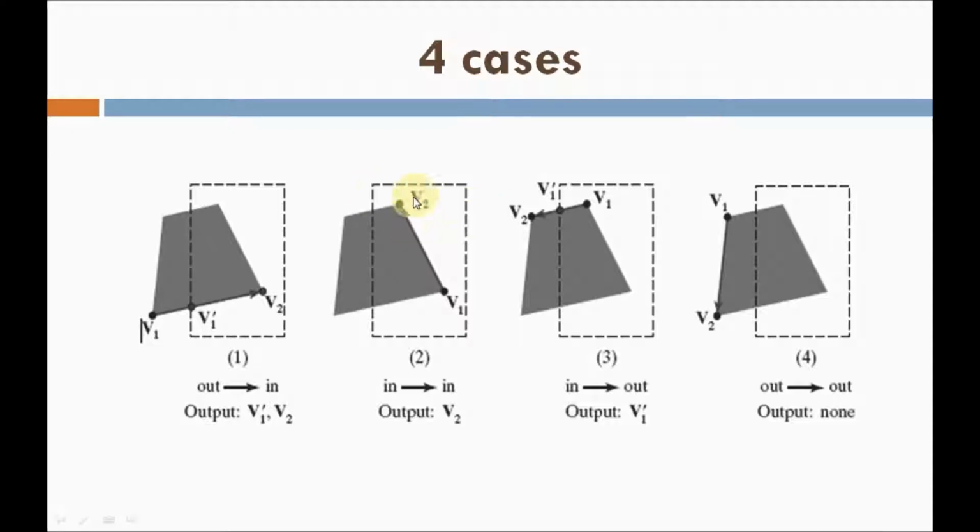Now, what is the third case? In the third case, you can see the movement is from inside the clipping window to outside, that is the edge between v1 and v2. It is moving from inside the clipping window to outside. See the arrow mark.